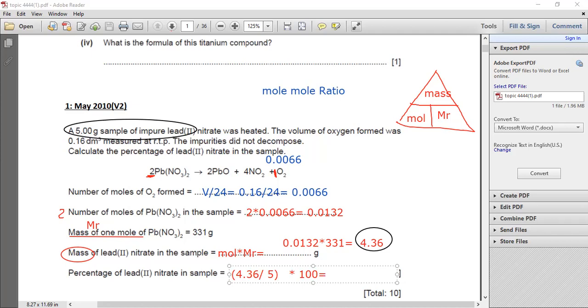So who can tell me the answer? 4.36 divided by 5, then multiply the answer by 100. 87.2, so 87 percent. 4.36 divided by 5, multiply by 100, equals 87.2%.